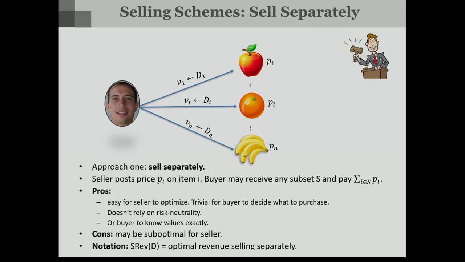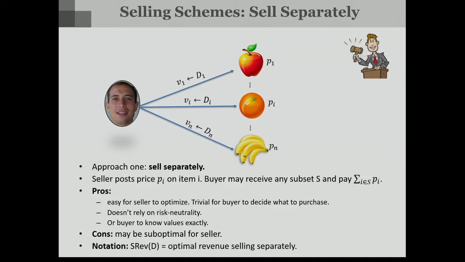Okay, so let me go over a couple different ways that the seller could choose to sell his items. The first is he could sell the items separately. And so what he would do here is he would just post a price, p_i, on item i, and then say to the buyer, you can choose to receive any subset of items you want. If you choose to receive subset S, you have to pay me the sum of the prices for every item in that set.